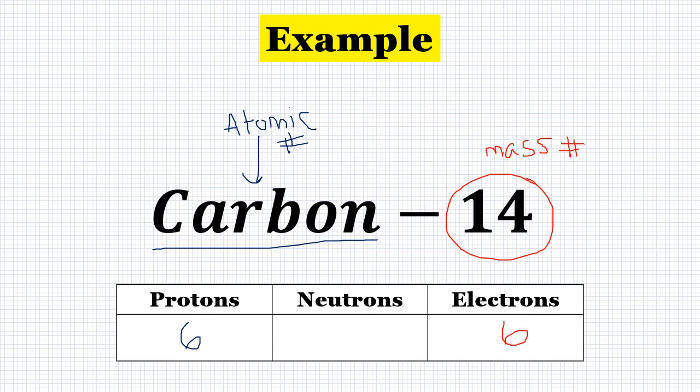Now, to get our neutrons, we know the mass is 14. We're going to subtract out the 6 protons, and that'll give us our neutrons. So 14 minus 6 is 8, and that is the number of neutrons. And that, in a nutshell, is atomic structure.